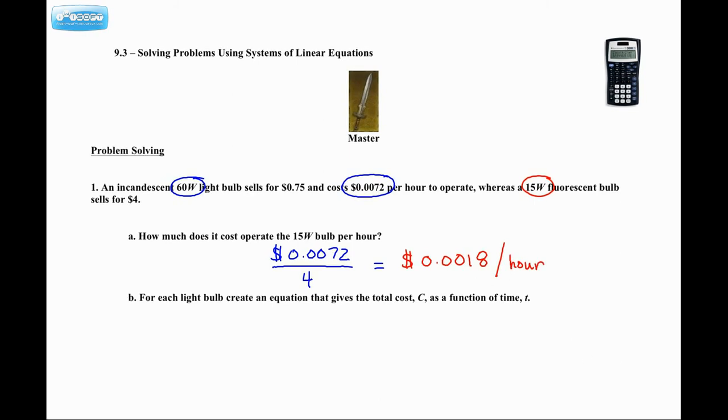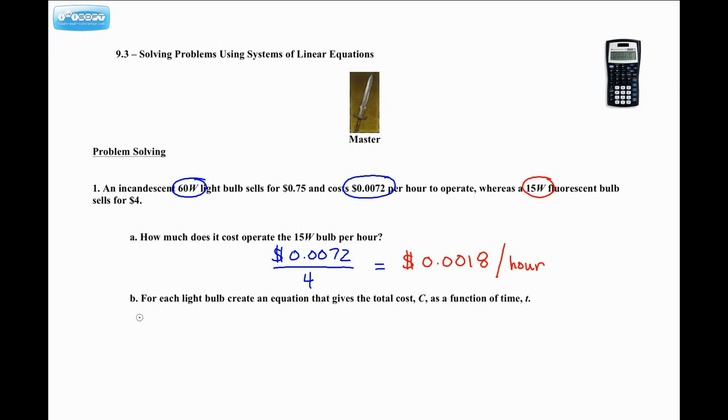Part B, for each light bulb, create an equation that gives the total cost, C, as a function of time. When we say total cost, not only do we have to consider the cost of operating the bulb per hour, we also have to consider the cost of buying the light bulb. The 15 watt light bulb you have to buy for $4, so it's way more expensive up front, whereas the 60 watt light bulb, though it consumes more energy, is considerably cheaper to buy. It's only 75 cents. So we just need to create two equations that give us the cost for each light bulb as a function of t.